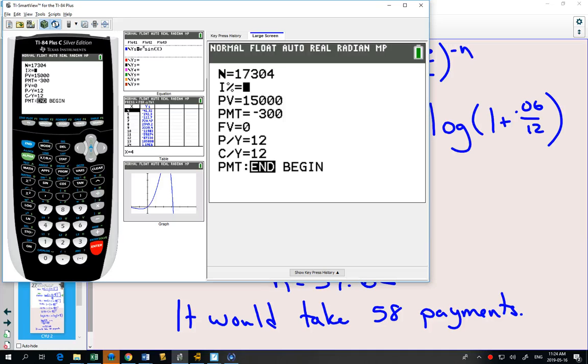Just save up money and buy it. Okay? This is how a lot of places make tons of money.